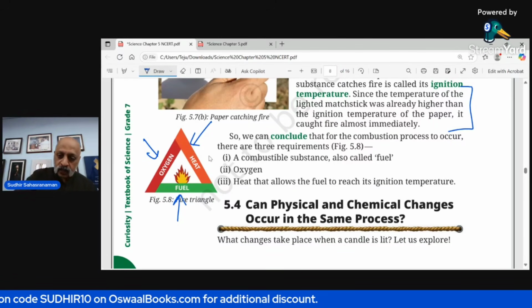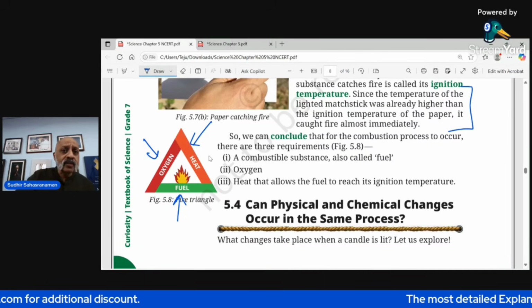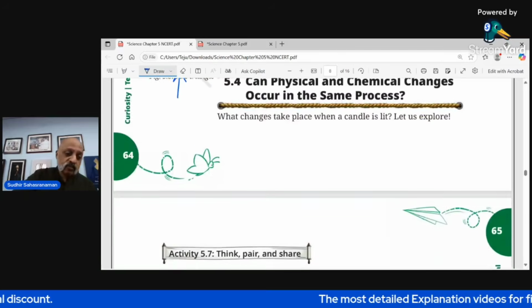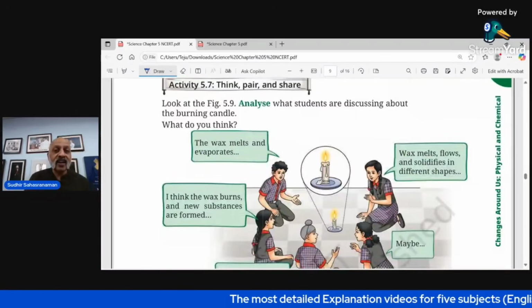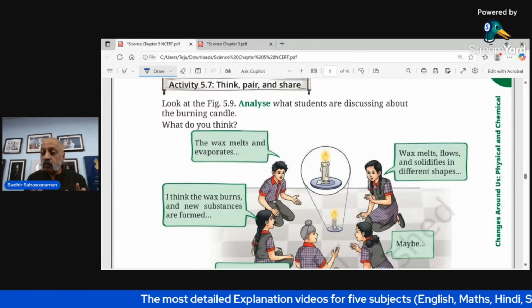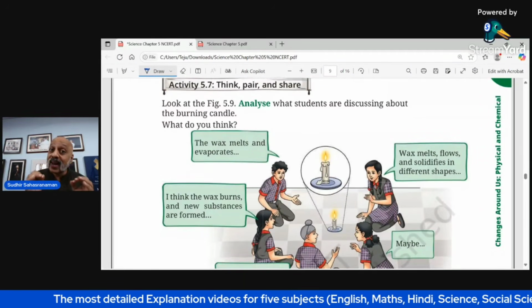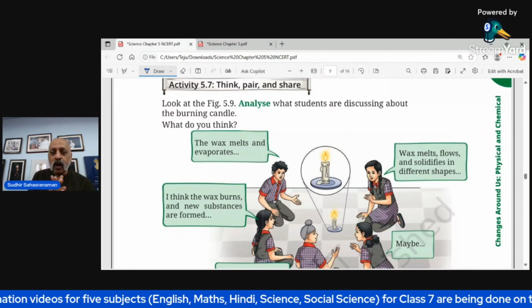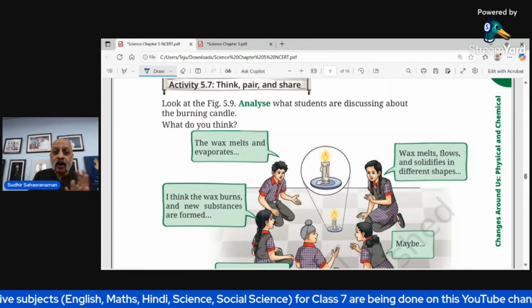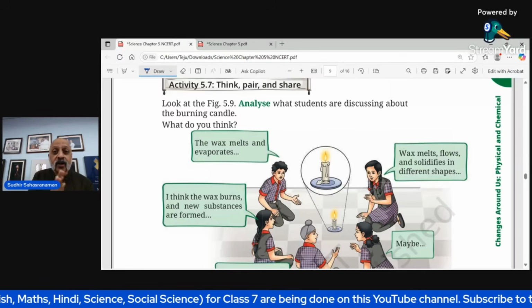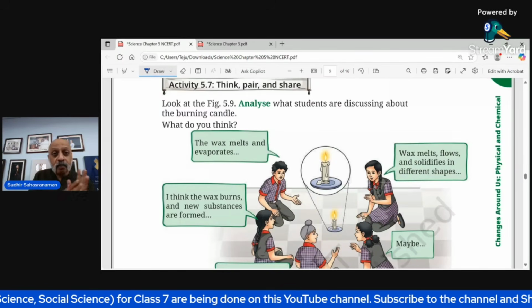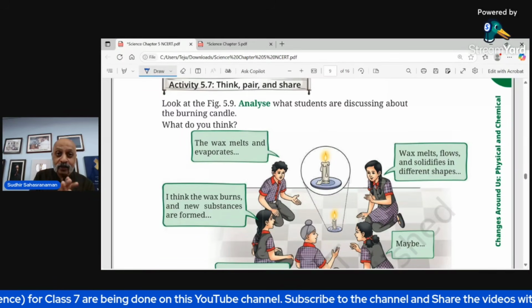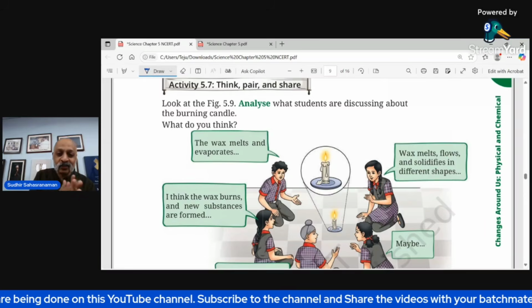Now, the next one is, can physical and chemical changes occur in the same process? Now, this is very interesting, and we are going to do this with the help of an experiment involving a candle, a burning candle. Now, you see a candle. I don't know whether you are, these days it's the era of inverters, so you may not be used to power cuts and keeping a candle in the middle of the house to give you light. All that we have seen in our childhood, your parents would have seen.